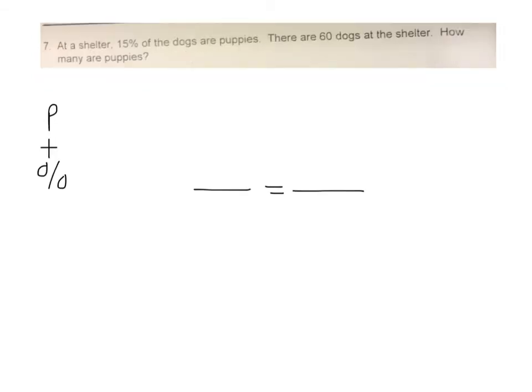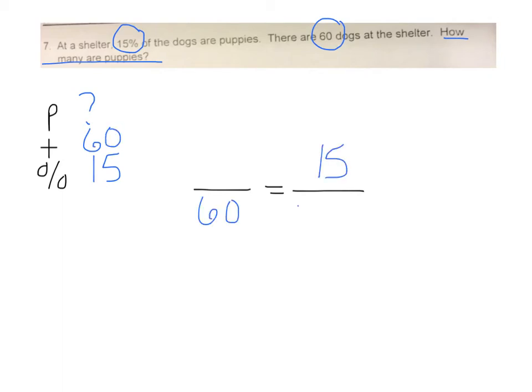Number 7, at a shelter, 15% of the dogs are puppies, so I know the percent. There are 60 dogs at the shelter. How many are puppies? So I don't know the part that are puppies, but I do know the total number of dogs. 60 total, 15 out of 100. This one does not tend to have an obvious multiplier unless you simplify this fraction. So if I want to simplify this fraction, I could divide by 5, giving me 3 out of 20.